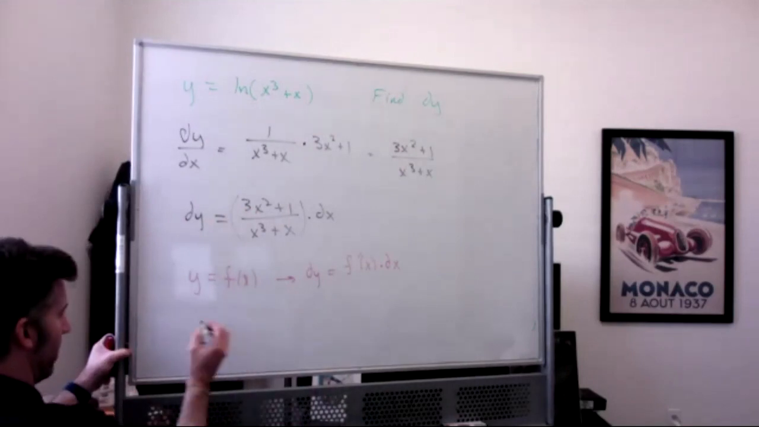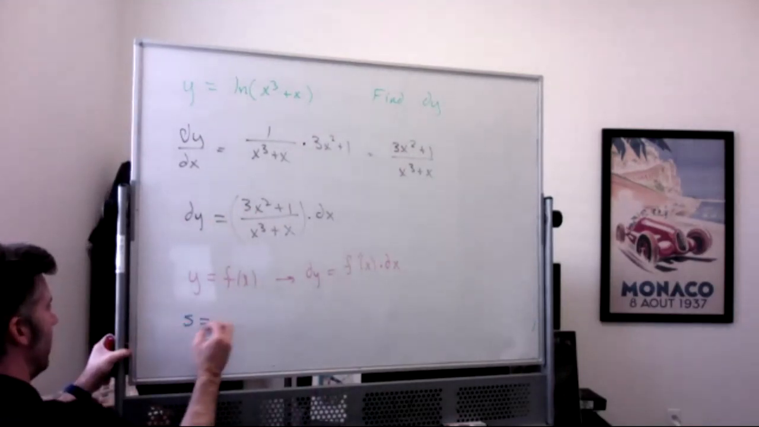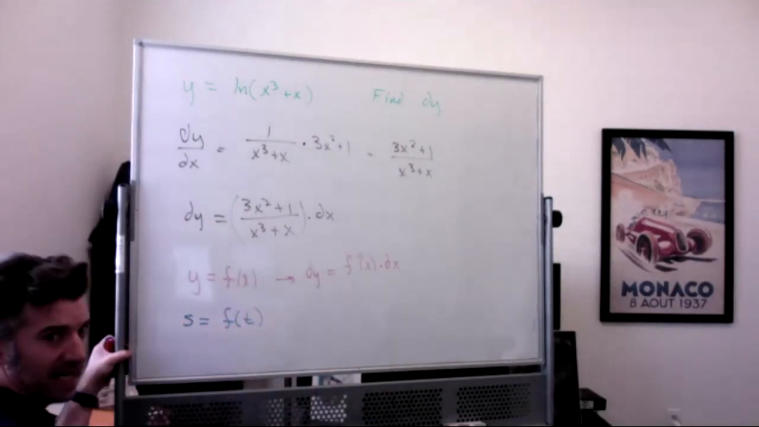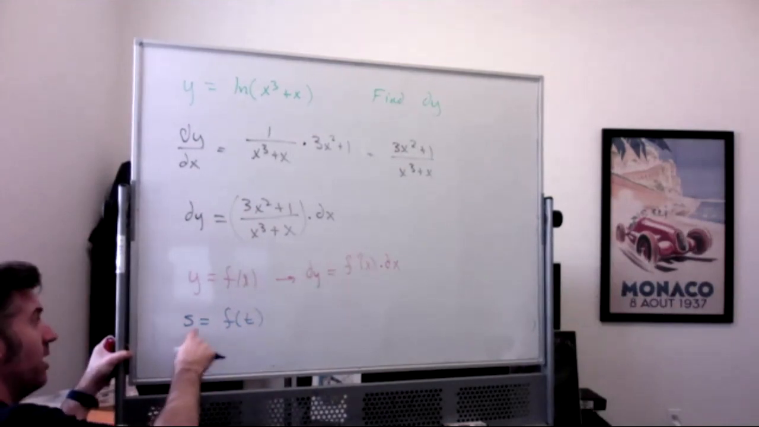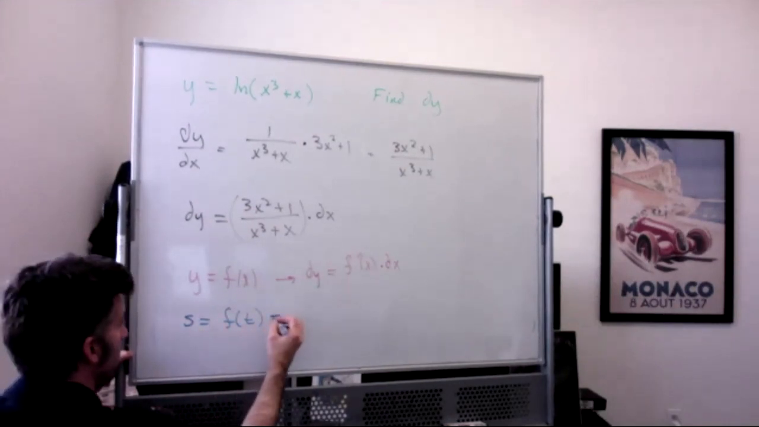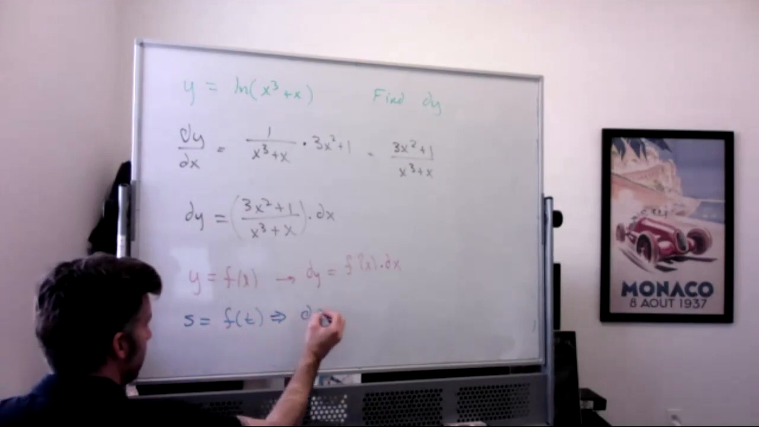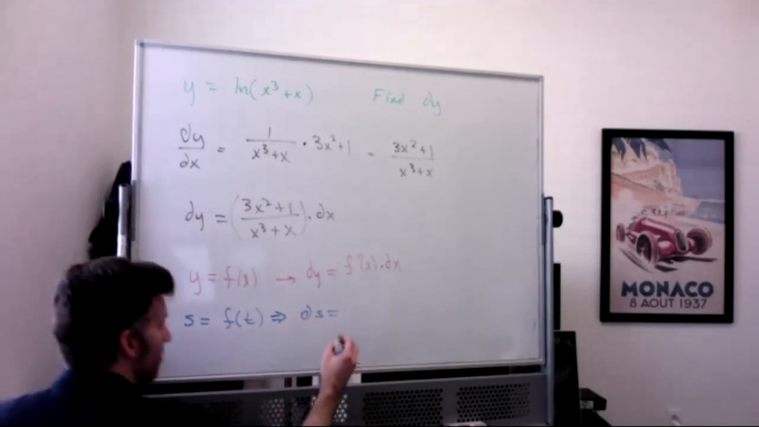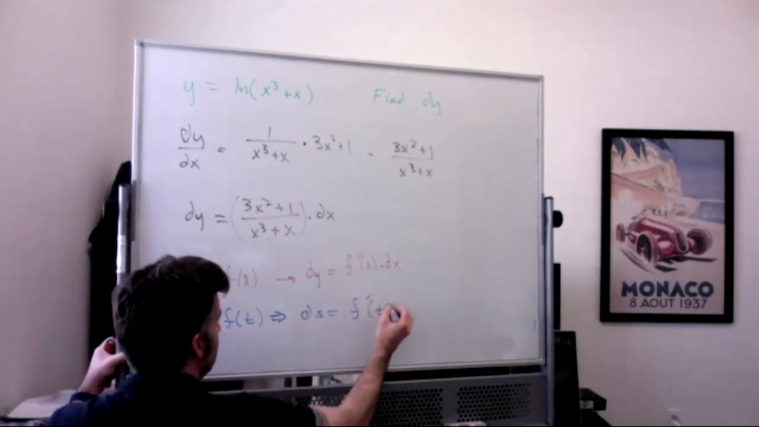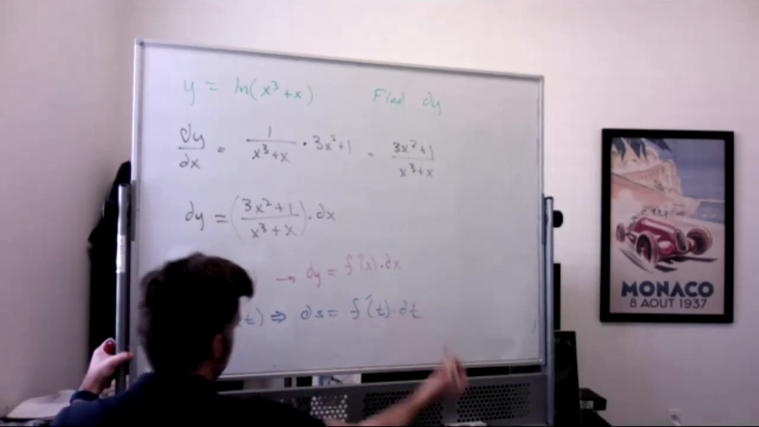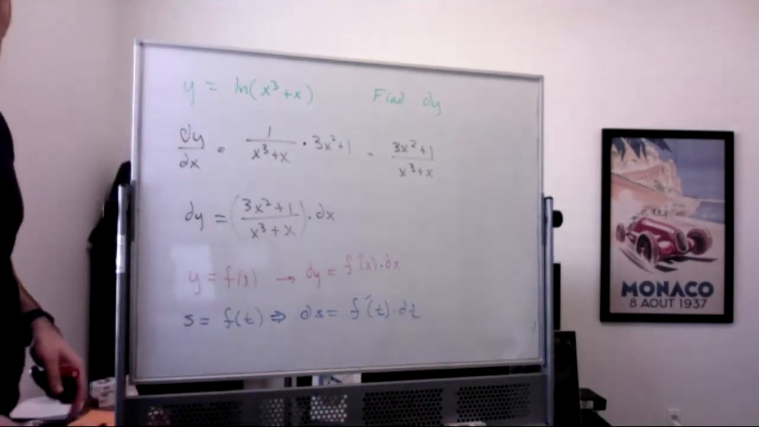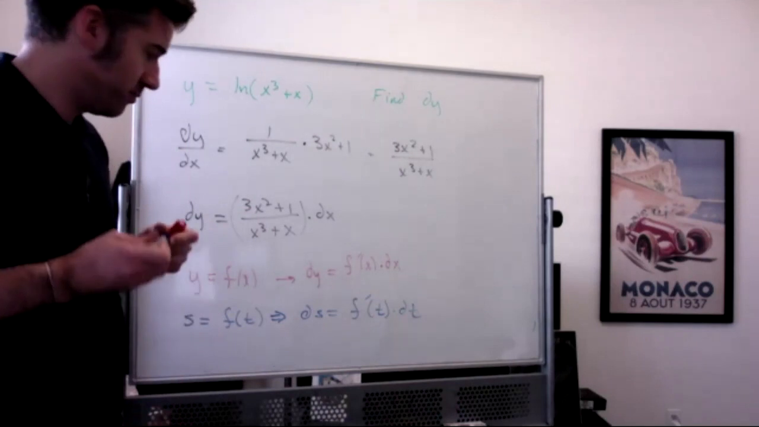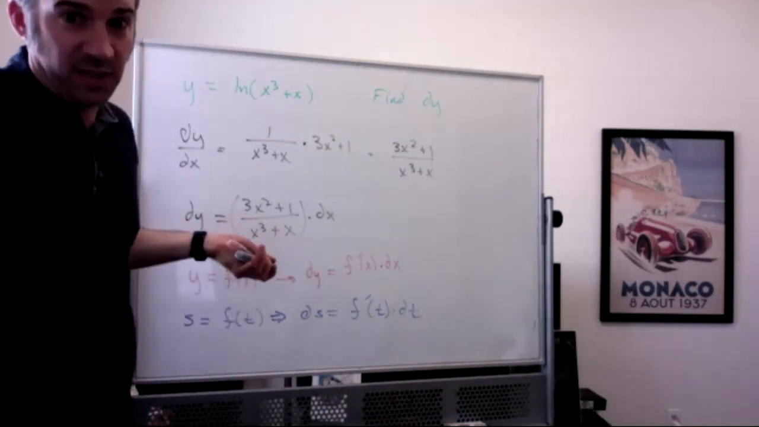So if you have something like, I'm going to write something silly like, if s was a function of time, which I guess isn't that silly because we often think of position as a function of time, you could say that ds is equal to the derivative f prime of t times dt, because dt would be the variable we would differentiate with respect to. But that's kind of it when it comes to differentials.